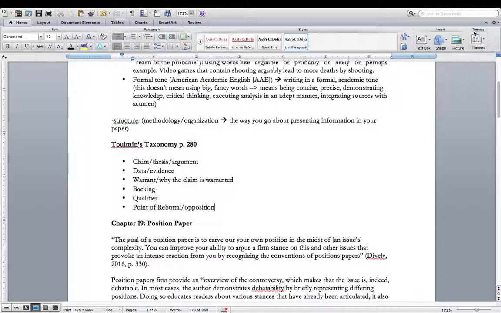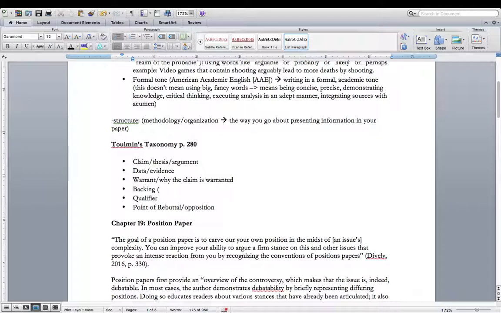Sorry, I was just pulling up page 280 in the textbook, where I got confused in Toulmin's taxonomy: the difference between data and evidence and backing. The data and evidence is stated as reasons you provide in support of your claim, and then the backing is evidence that supports your warrant. So this is evidence that supports why it's warranted.